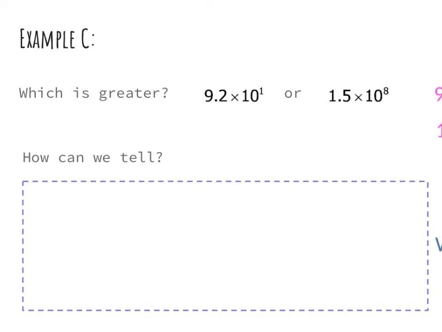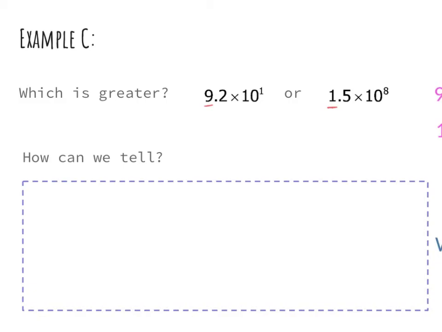So here in example C, they're asking us which one is greater. We can take a look at our numbers first if we want to do that. But if we do that, it's going to be kind of misleading. If I have a 9 here, I know that my 9 is bigger than 1. So you would think off the bat that the 9 is going to be the larger number. However, we're talking about scientific notation here, so the exponent on the 10 is something that matters.